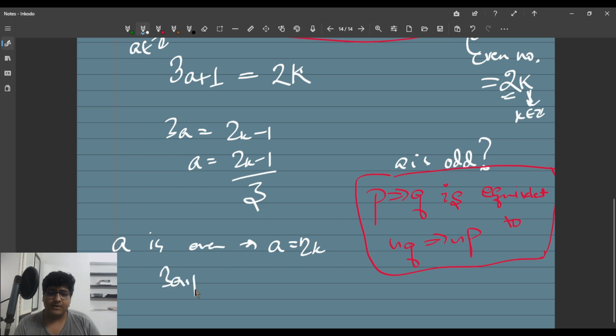So what about 3a plus 1? 3a will be an even number because 2 into 3 into k. So 3a plus 1 can be written as 2 into 3 into k plus 1, because a is equal to 2k for some k. Which means that 3a plus 1 is an even number plus the next number to an even number. So 3a plus 1 is odd.